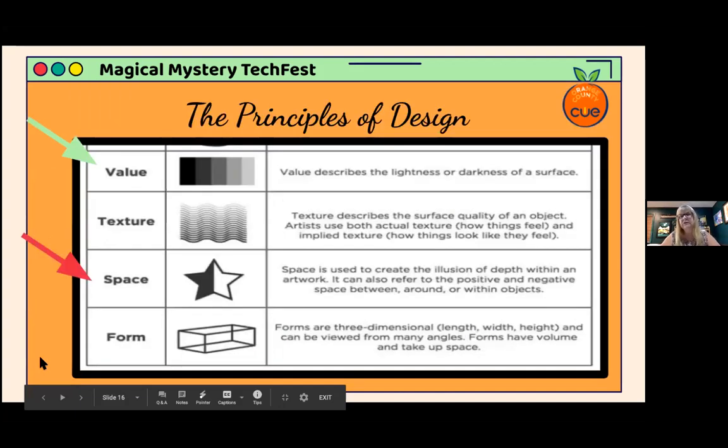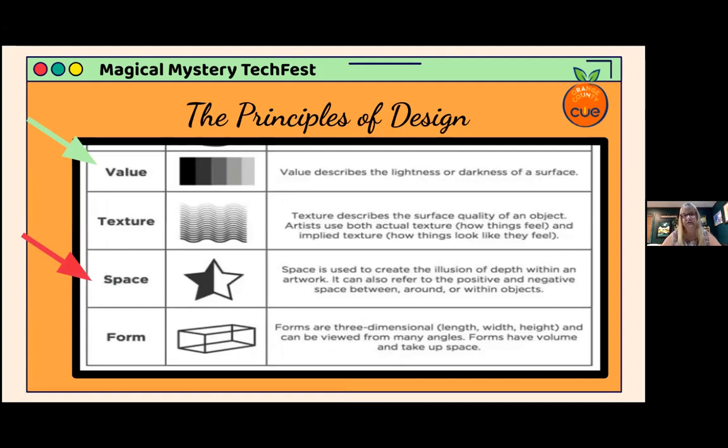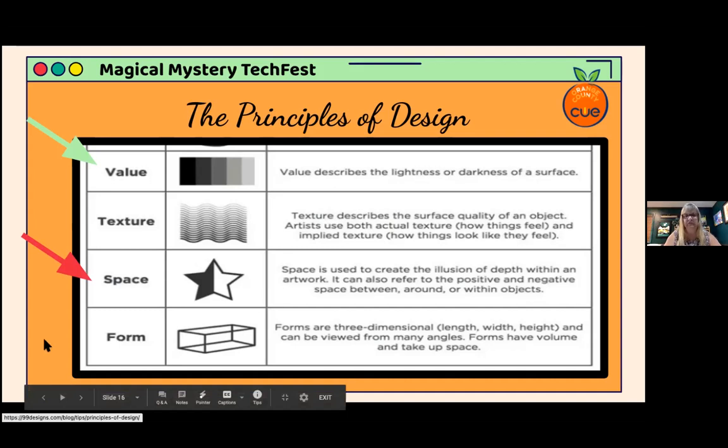There's also something called the principles of design. And we will be using 2 of them. We'll be using value, which has to do with the lightness or darkness of a surface. And we'll be using space, because there's positive and negative space, okay? So in just that one lesson, it's sort of like when you're teaching a certain lesson and you're covering 5 standards, right? We're covering 3 elements and 2 principles of design. And again, this document also has a link to it.